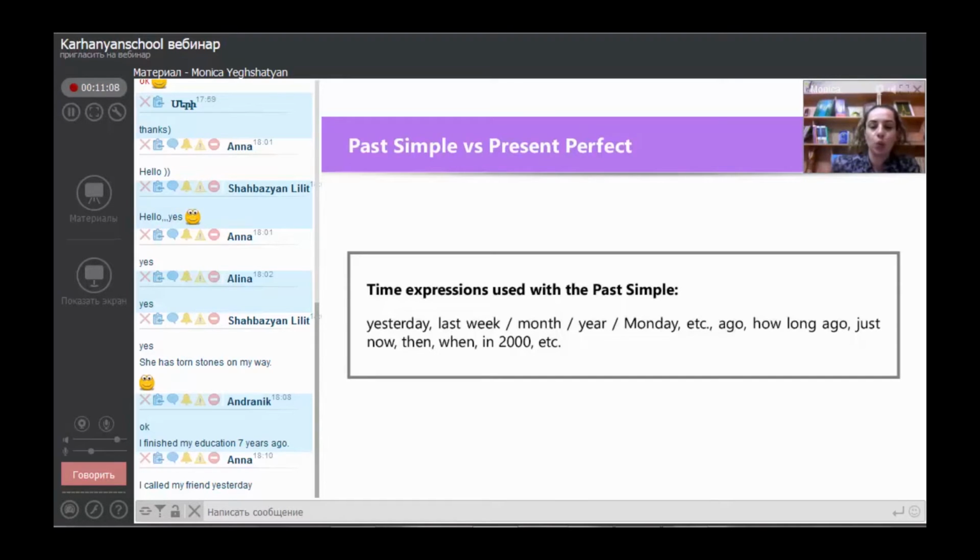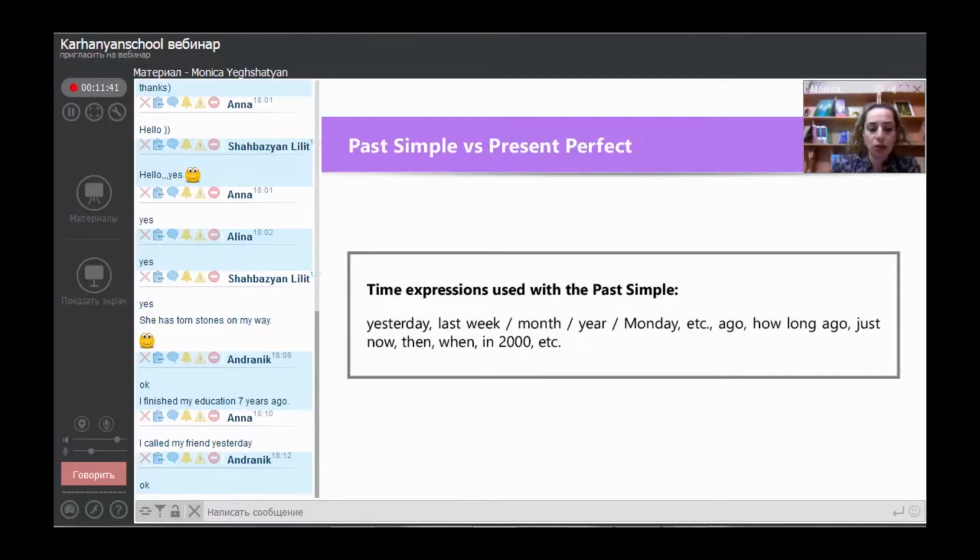The expressions used with the past simple: yesterday, last week, last month, last year, last Monday, etc. Ago, how long ago, just now, then, when, in 2000, etc. Be careful, we use just with perfect, but just now with past. We use how long with perfect, but how long ago with the past. Okay, is everything clear?